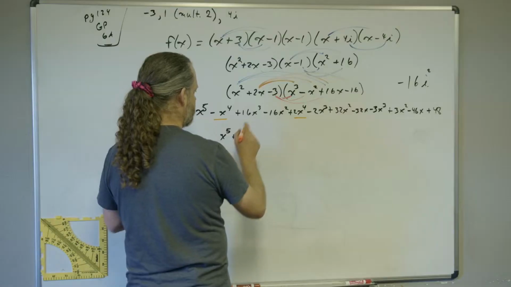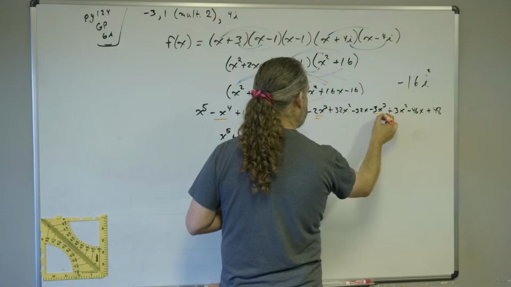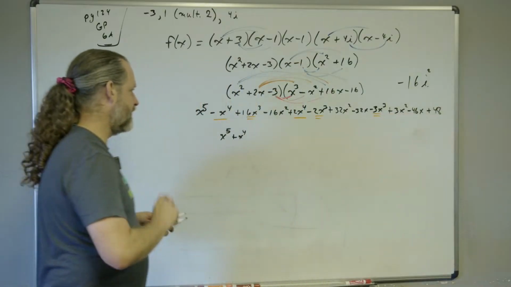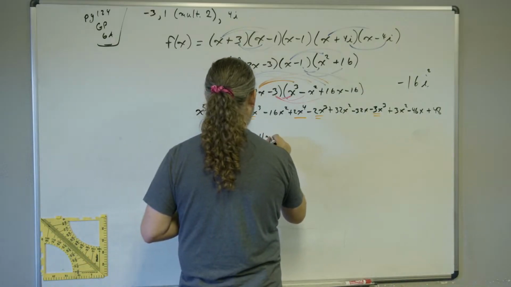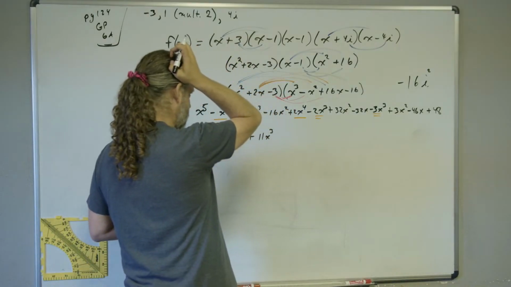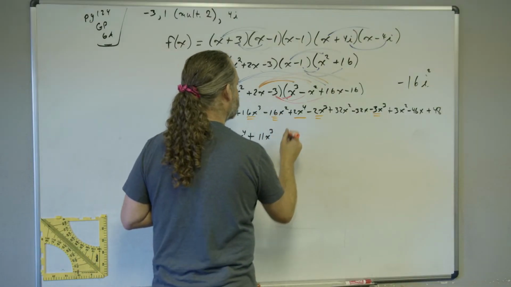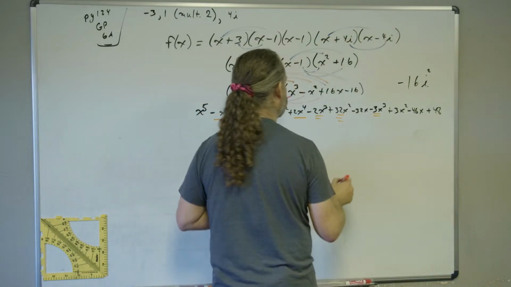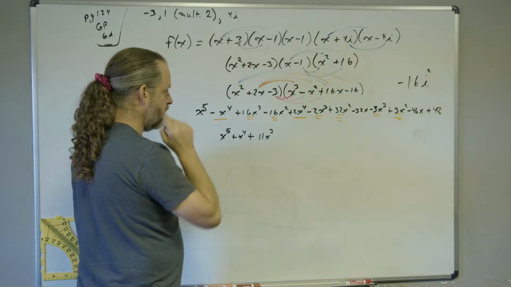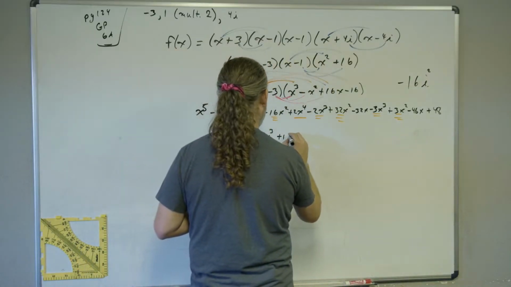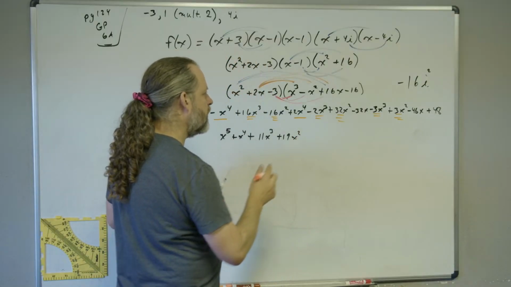And then we get 16 minus 2. But then we get to add. No, we get to subtract another 3. So 11. We get 11x cubed. Plus 19x squared. And then we probably have a couple of those.